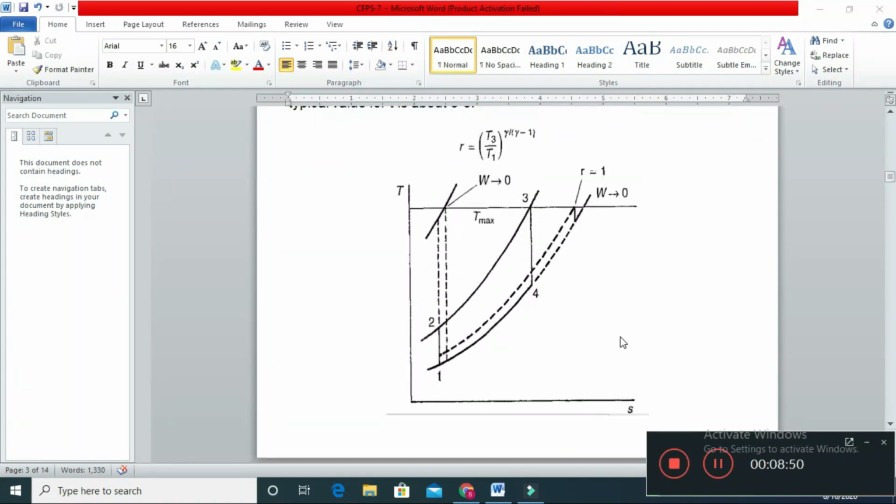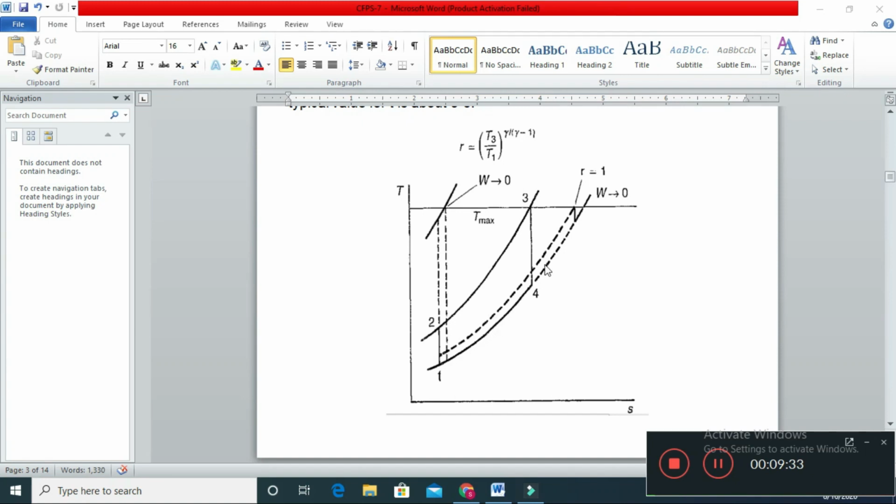This is the plot between temperature and entropy, showing the cycle under various conditions. Suppose the pressure ratio is equal to 1 or slightly greater than 1, then this will be the cycle. These will be the processes for the cycle. In this type of cycle, the work will tend to 0, because the compression work and turbine work will be more or less the same. So there will be no net work, or the net work will be negligible.